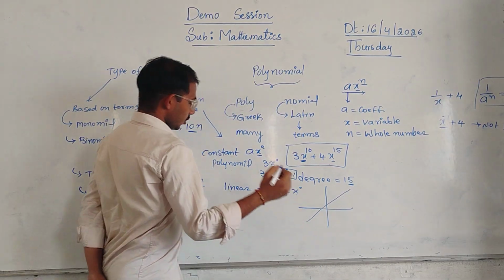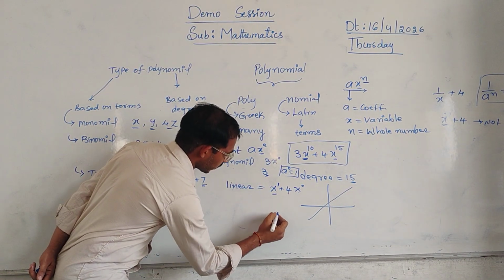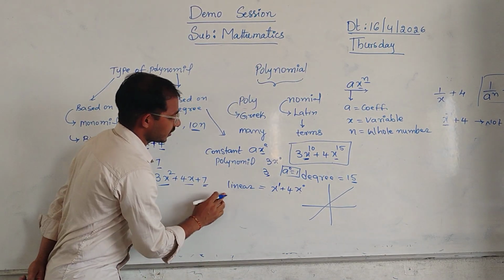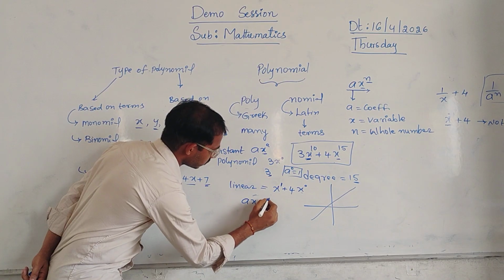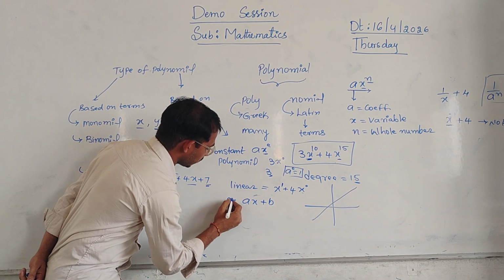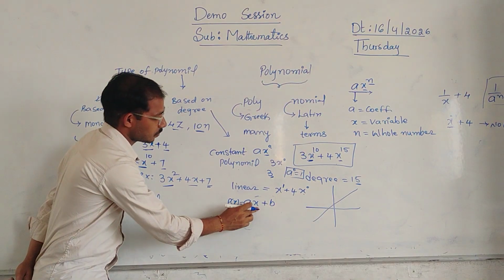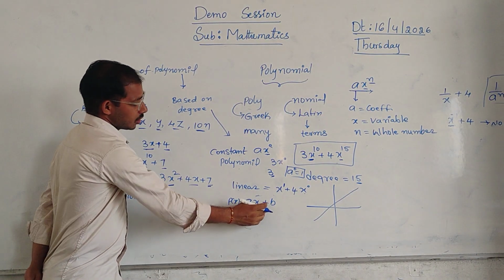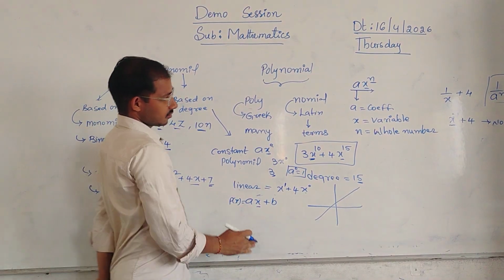Now next, if degree is 2. First, the general form for linear polynomial, in terms of x, is ax plus b. That is the general form for linear.